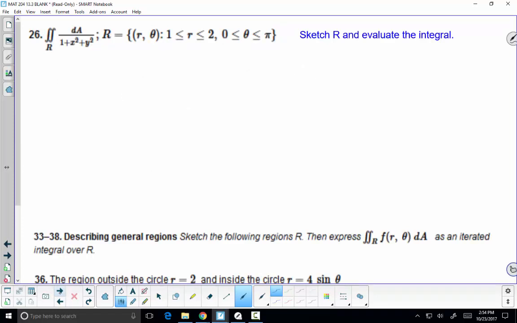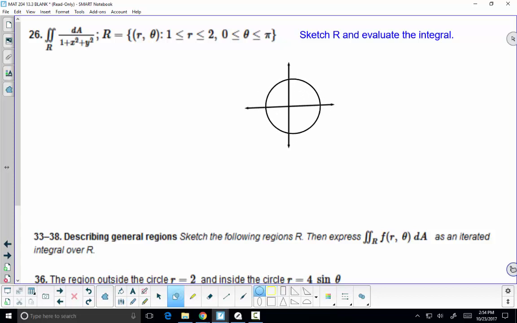Let's try this one. So here we have another annulus as our domain. Partial annulus. Radius 1, radius 2.